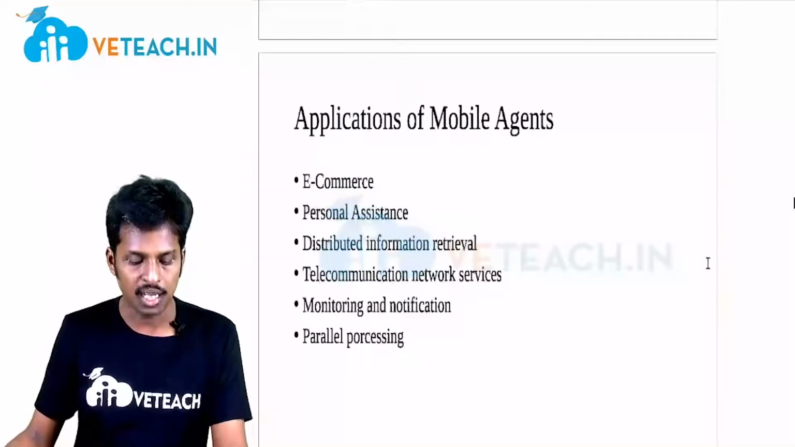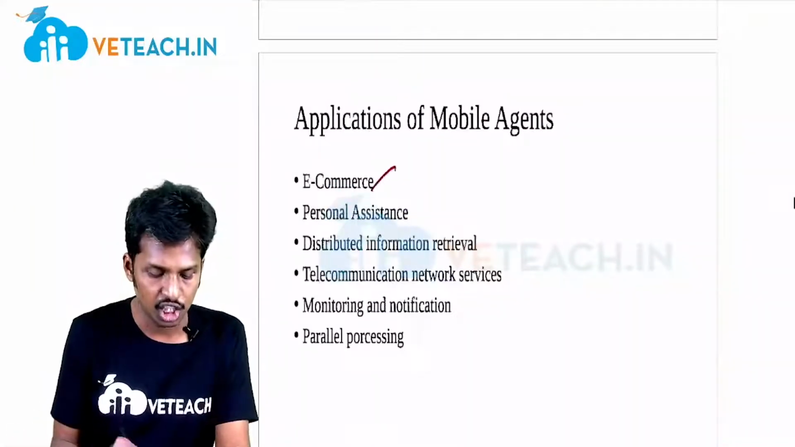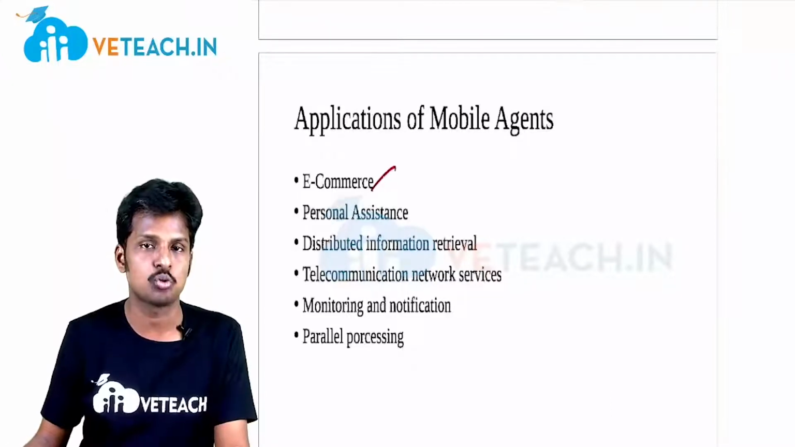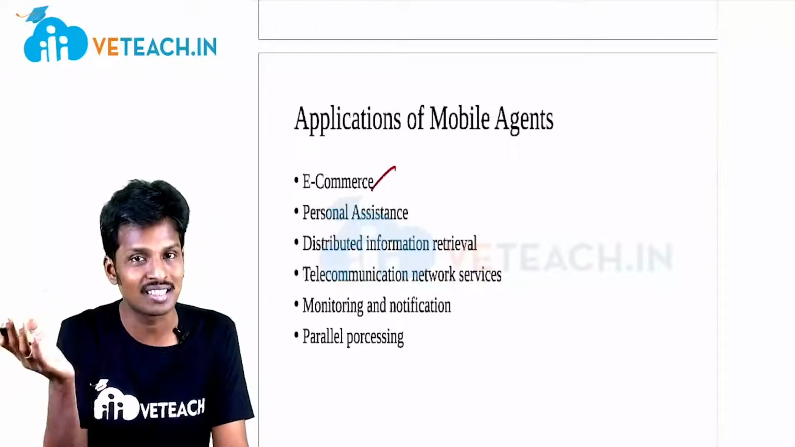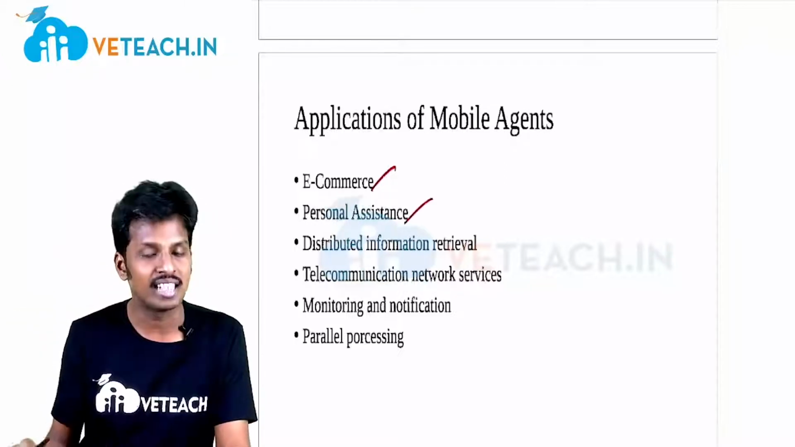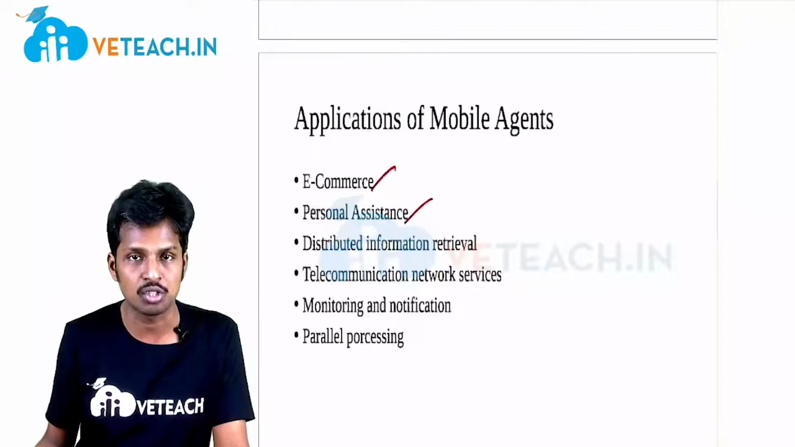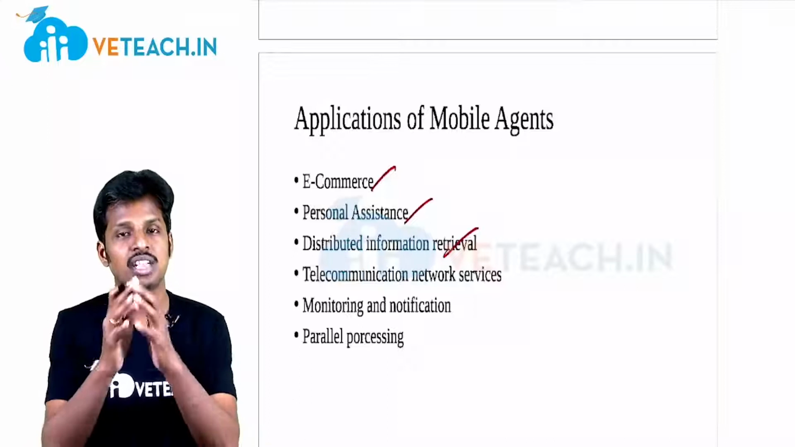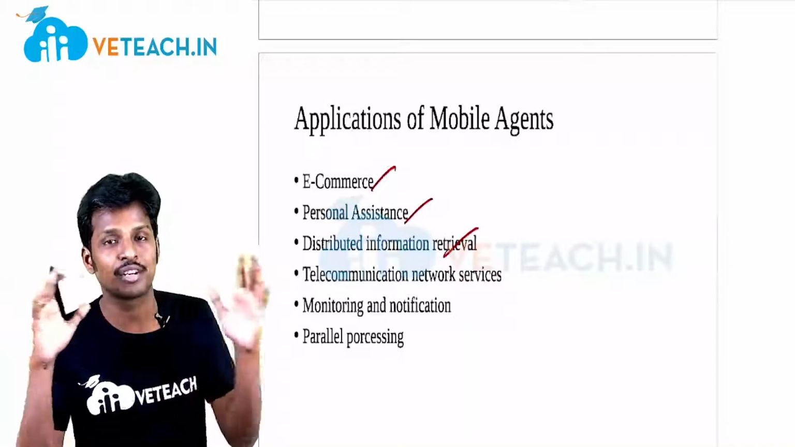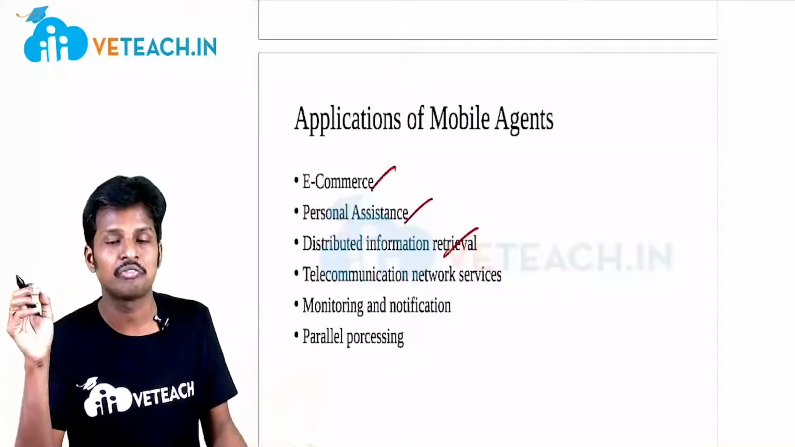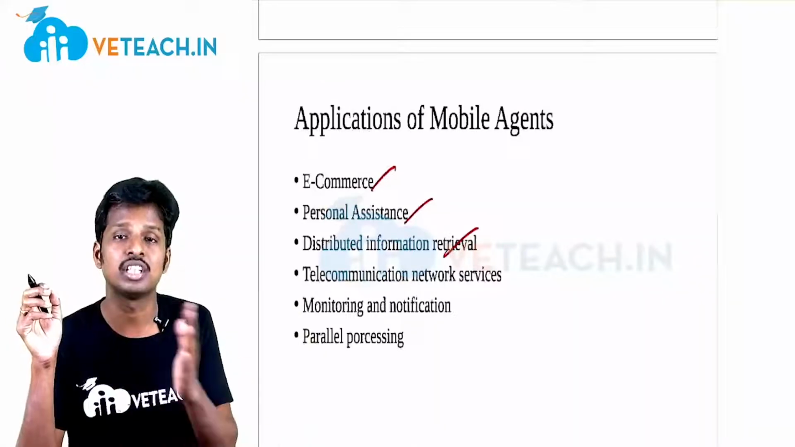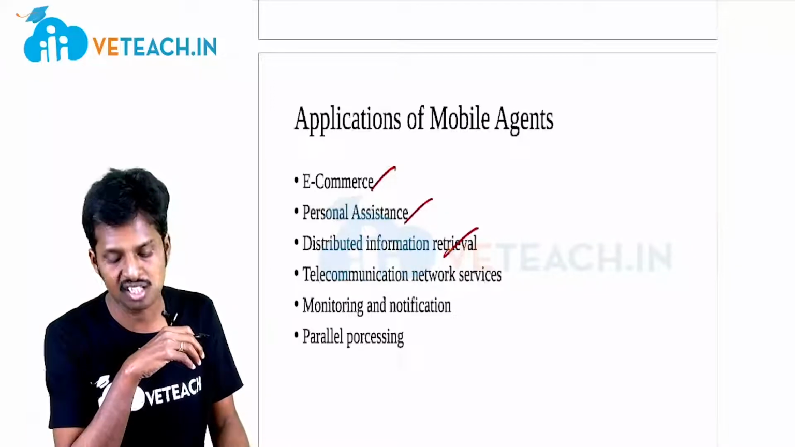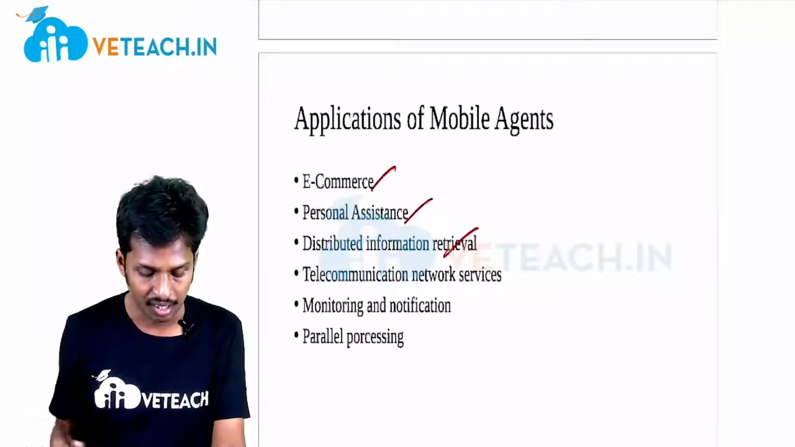What are the applications of mobile agents? E-commerce. E-commerce is a place where these mobile agents are used to transfer data from one site to another site. Personal assistance. For personal assistance purposes also we can use these mobile agents. Distributed information retrieval. If the information that is required by the user is distributed at different systems, this mobile agent on behalf of the user can get the data from the different distributed systems, which is known as distributed information retrieval.